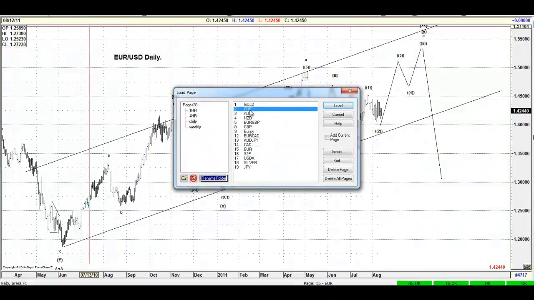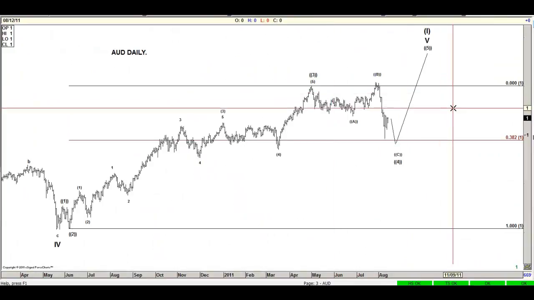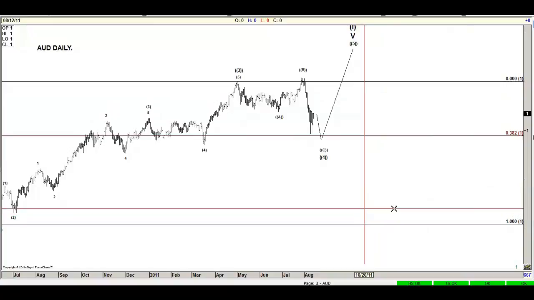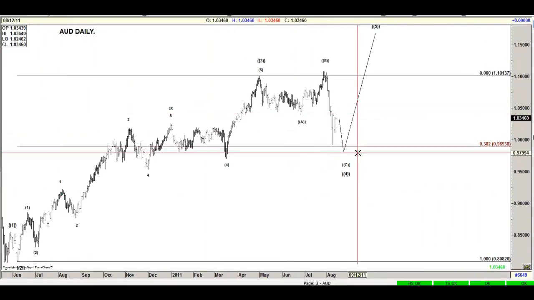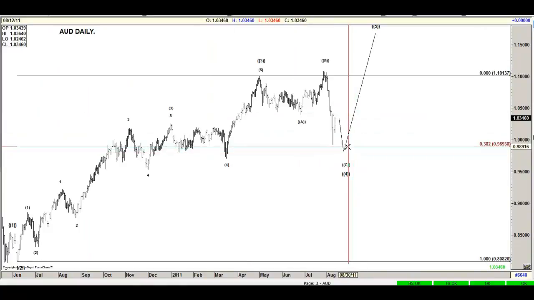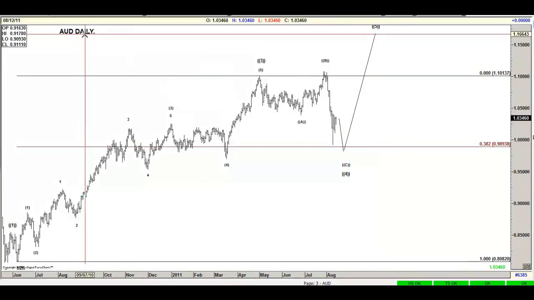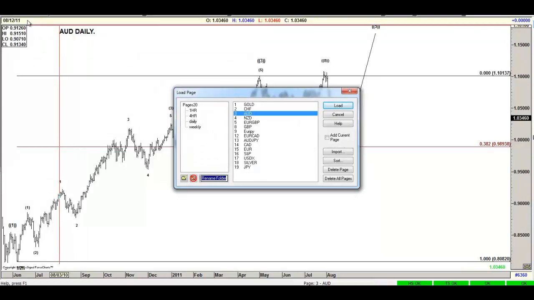Aussie. On Aussie, what we see is a possible flat that, with a new low, should end around the 98.93 area, and then from there we should get a bounce. I don't know, guys, if you see that every pair is showing the same structure, which is a bounce in favor of risk.